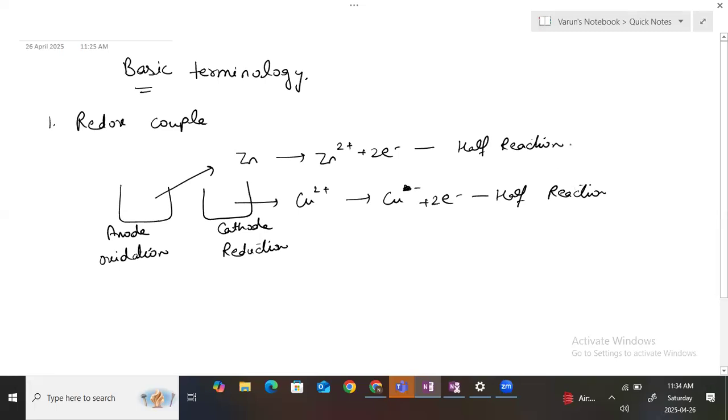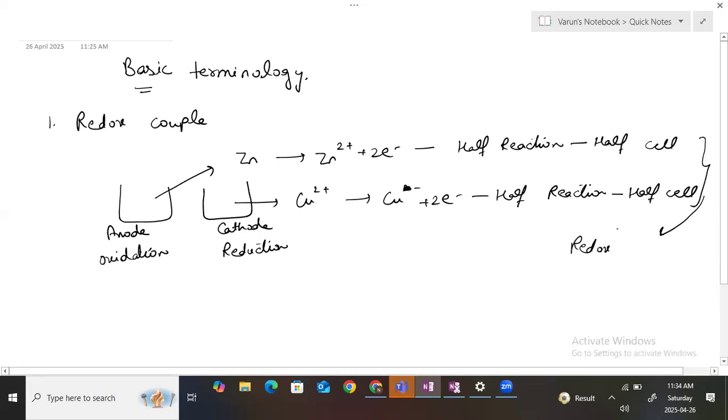So I can say that this one is a half cell and this one is also a half cell. Combining these two cells, what I get is the redox couple, as it always works in couple form. Why redox? Because it is the process where both oxidation and reduction take place simultaneously. That's why I call it a couple, as both of them work simultaneously. Got it? Yes, ma'am.